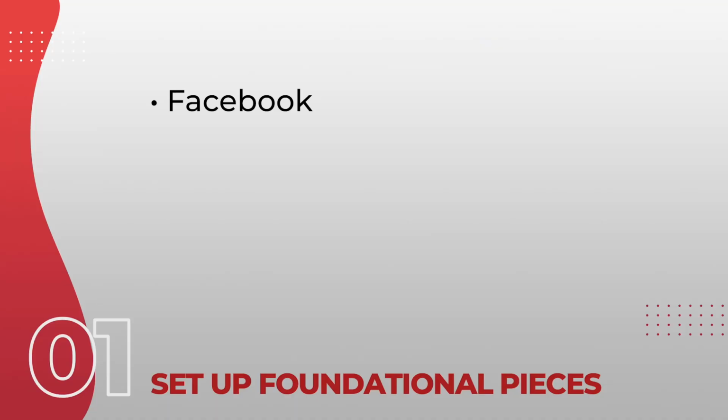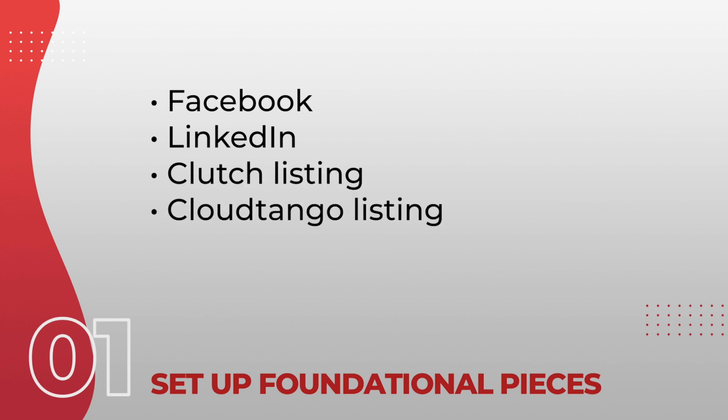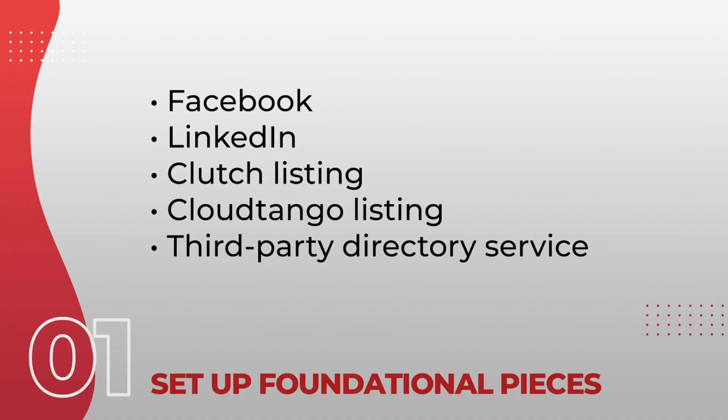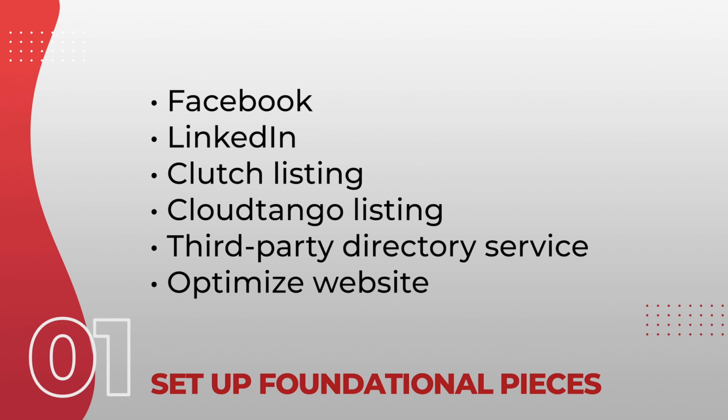Then you also need to create the peripherals around that. You need to create a Facebook. You need to create a LinkedIn. You need to create a Clutch listing. You need to create a Cloud Tango listing. And you need to use some sort of third-party directory service to push out your name, address, phone number, and website across the internet. So from there, we need to start optimizing your website.